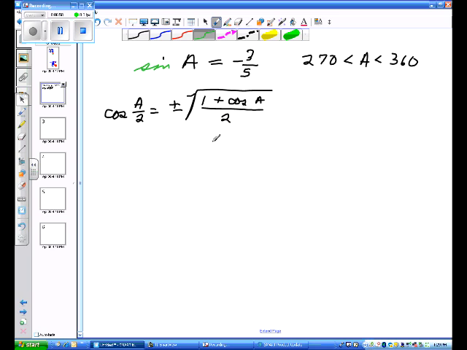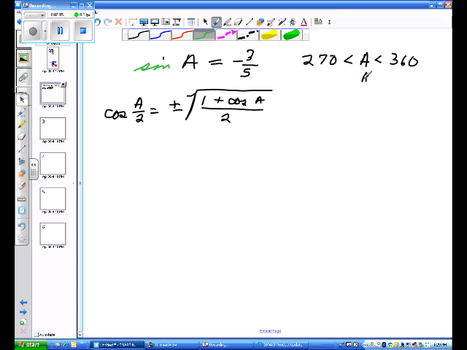Okay, now, first of all, let's take care of this plus or minus outside. The way that we take care of this is we look up here. We're trying to find the cosine of half of A. A is somewhere between 270 and 360.